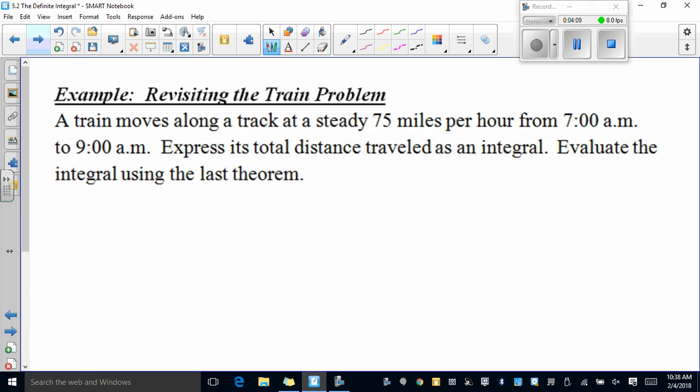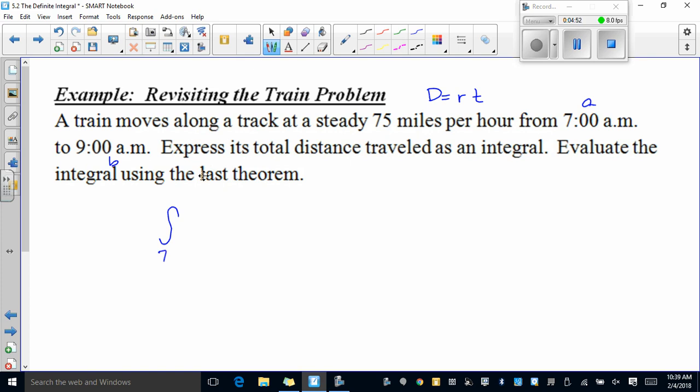So a train moves along a track at a steady 75 miles per hour from 7 to 9. Express the total distance traveled as an integral, and then evaluate that integral using the last theorem. So our integral is from 7 to 9, so this would be our A and this would be our B. Our constant is the miles per hour, so 75 dx. And this is when I get to tell you guys that this is a velocity value. What you threw in is a velocity, and so you're really looking for the position. How far did it travel?